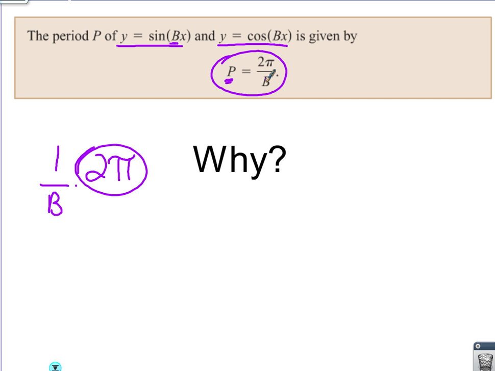If there's a number in front of the x with both sine and cosine functions, the new period of that function will be 2 pi over b. And I know that you already know that, but again, here in a second, that formula is going to come in handy. I promise. Period is 2 pi over b.